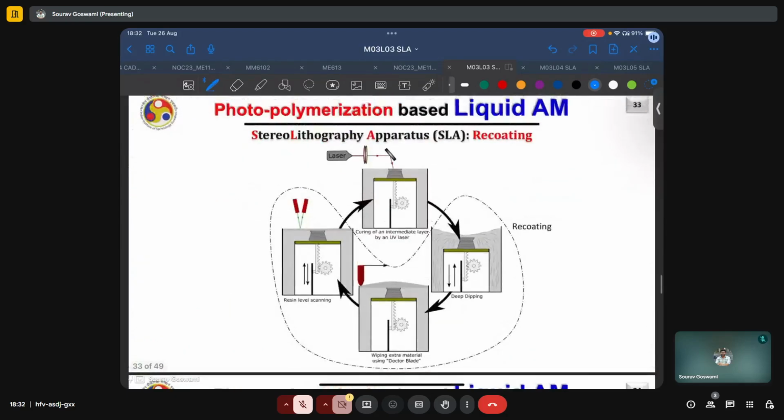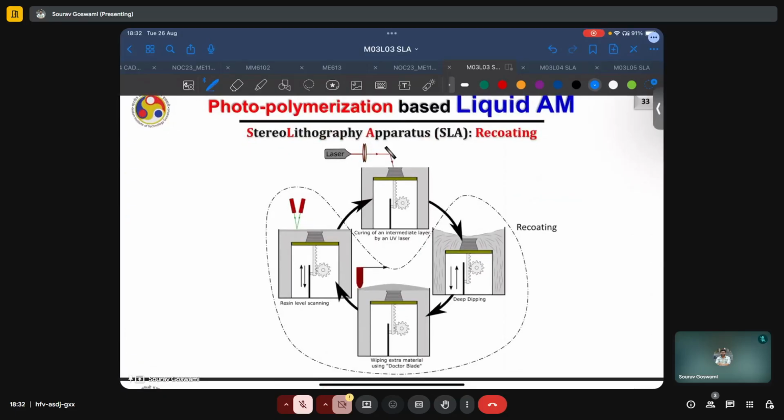The second subsystem which we'll be talking about is the recoating subsystem. And we already spoke about it a little. We know that in 3D Systems SLA, recoating is affected through deep dipping, where the entire built part goes into a vat of resin. Resin is allowed to flow over it. Because of the viscous nature of the resin, this flow takes some time. It is not immediate.